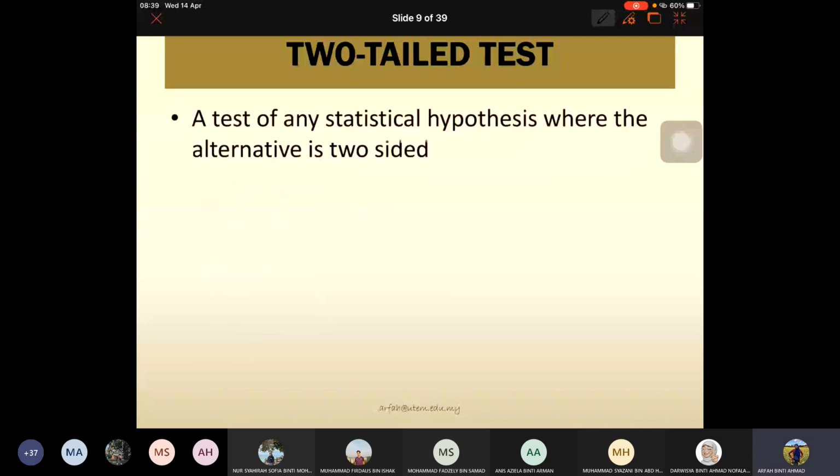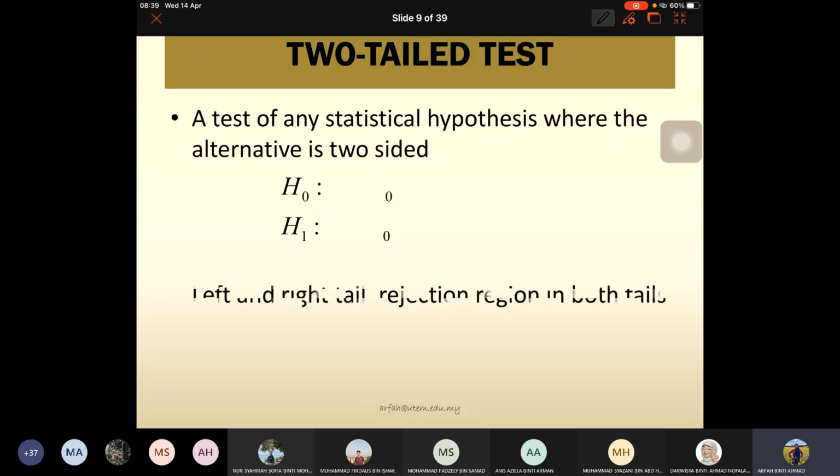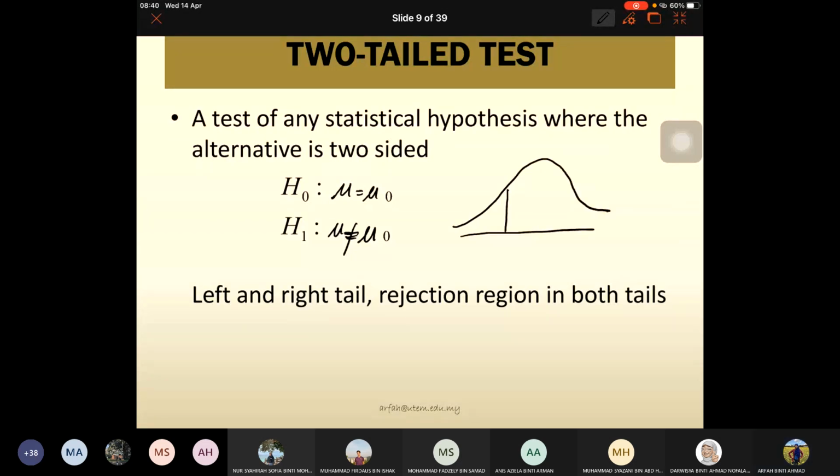Okay. So, two-tail test, a test of statistical hypothesis where the alternative is two-sided, meaning that we want to test mu equal to mu naught versus mu does not equal to mu naught. Dia ada tanda tidak sama dengan, that means dia akan ambil dua tail. Okay. So this one. Dua tail is this one. Tidak sama dengan mu naught, it will be something like this. Okay. So awak akan ada dua sided.